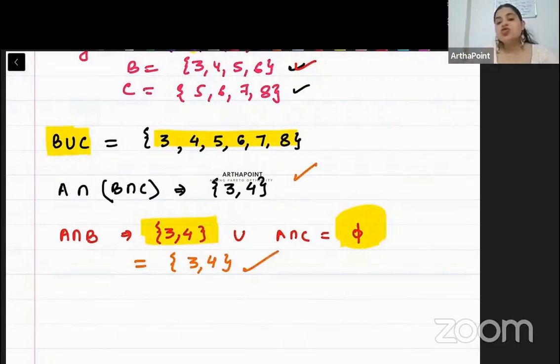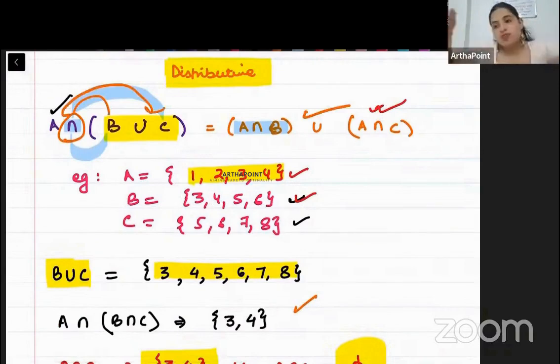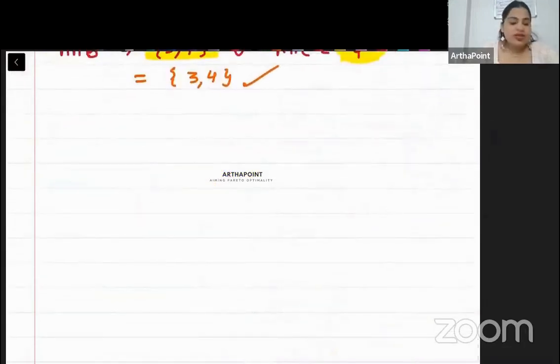This is the distributive property. Distributive property क्या कहता है? That intersection distributes over union. ये जो intersection था, ये individually हर element के साथ लग गया. It has distributed itself over the union. I hope this is clear to you. Okay. Now let us go on to the next property, beta.